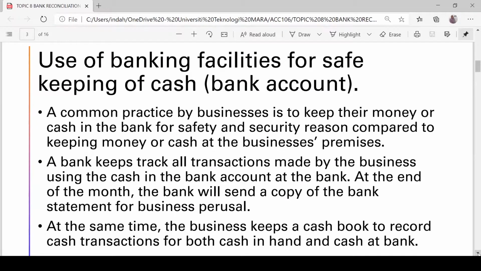So what happens is, at the end of the month, when you calculate the closing balance and compare it with the bank statement that you receive from the bank, it is not unusual to have a different amount in the closing balance of your bank account and in the closing balance of the bank statement. There are reasons for the difference.